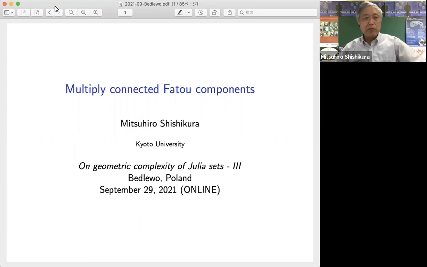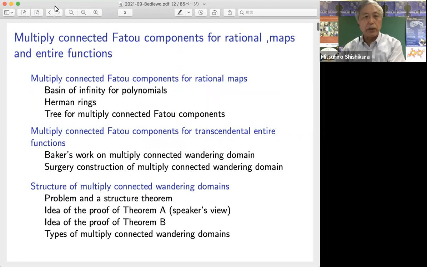So today I'm going to talk about multiply connected Fatou components, some for rational maps and some others for transcendental entire functions. It doesn't contain too many new things, but the part for rational maps is not a very popular field. So, with some advertisement, I want to start with some heuristics related to multiply connected Fatou components.